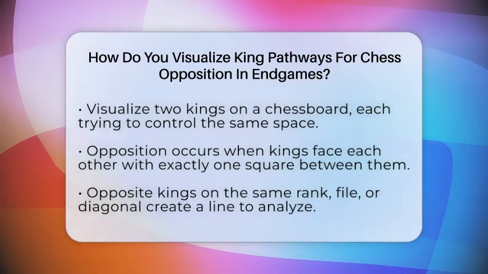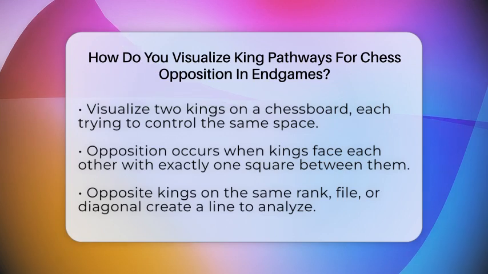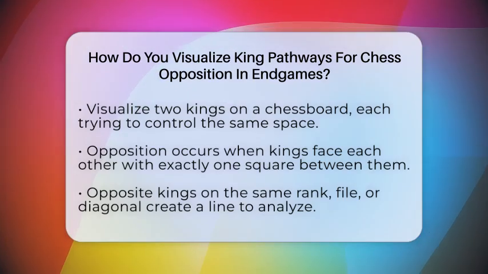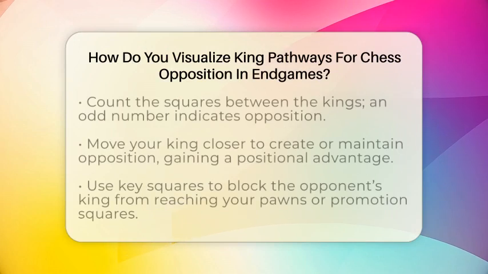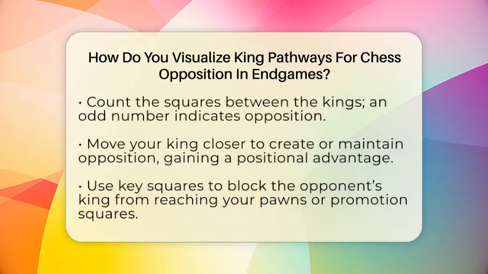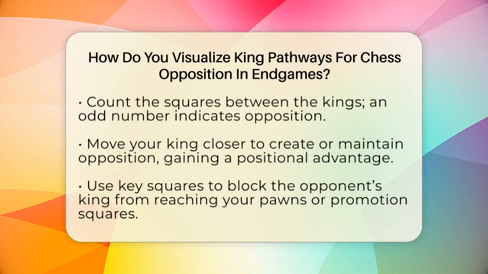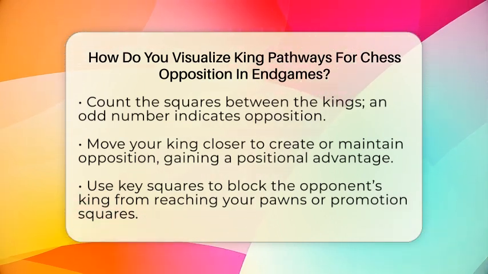To see these pathways clearly, first identify whether the kings are on the same rank, file, or diagonal. Think of it as drawing a line connecting them. Count the squares between the kings. If it's an odd number, you already have opposition. If not, plan how to move your king closer to create that opposition. Moving your king into the right square can force your opponent to step back, giving you a positional advantage.